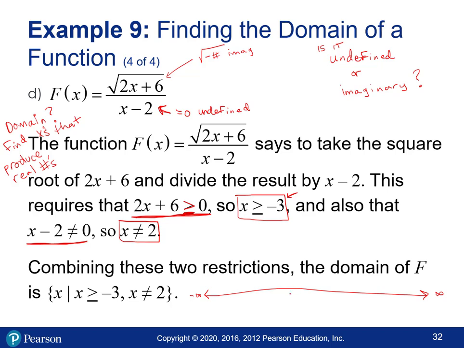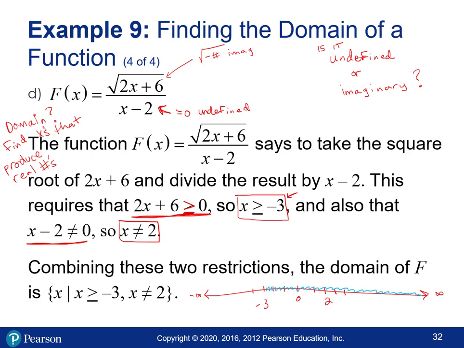We also figured out x can't be 2. So let me just put those numbers on the number line and show you how to put those together. Okay, so 2 is here. All right, so thinking about what we found out, x has to be greater than -3. So anything greater than -3 is fine.